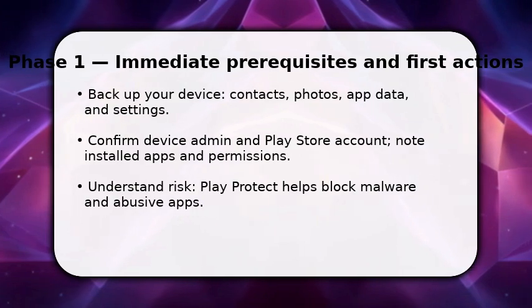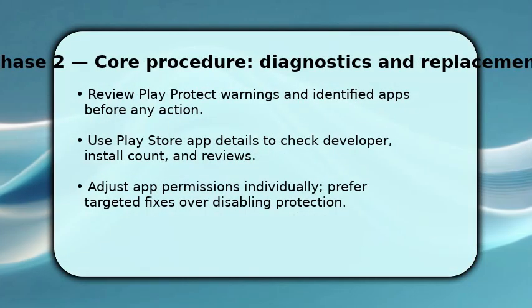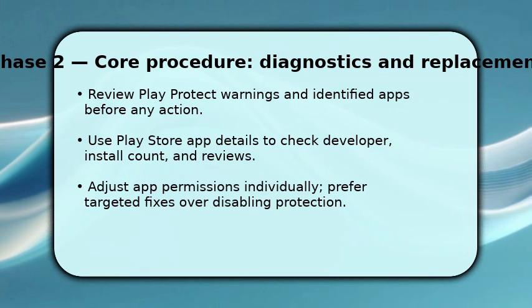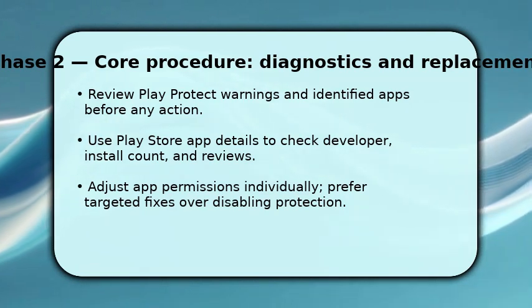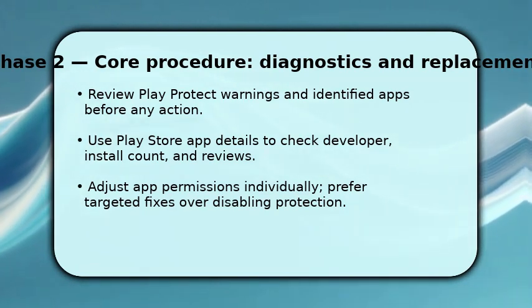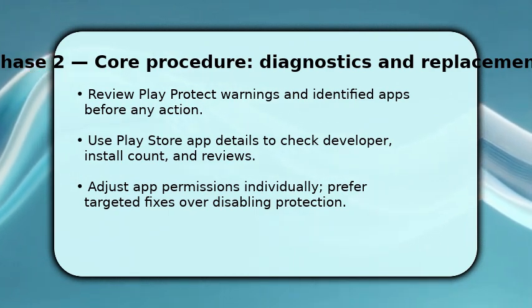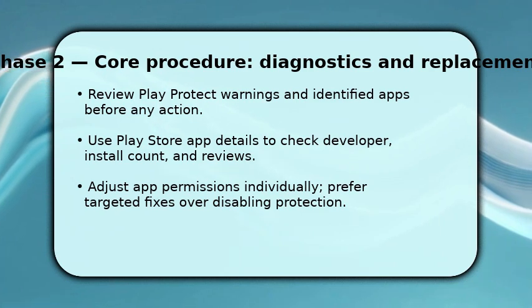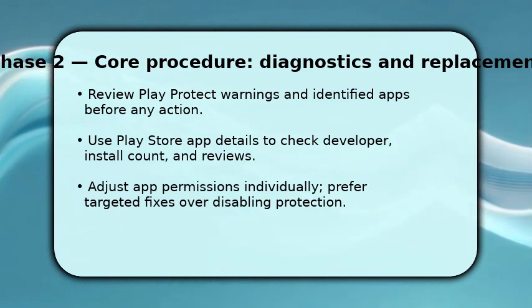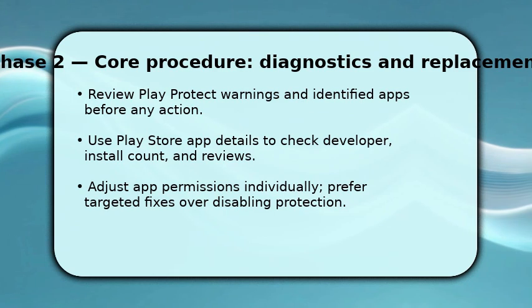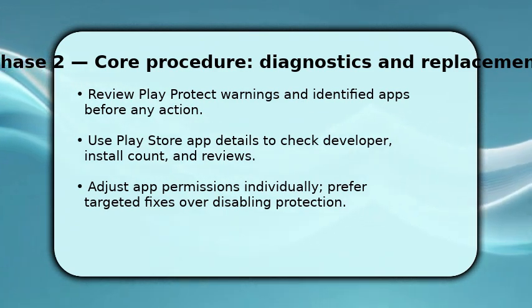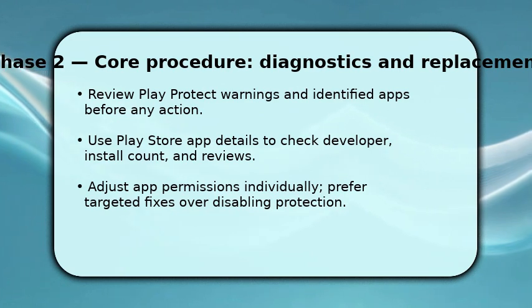You won't need to disable Play Protect in many cases. Instead, address the specific app. Once you see a warning, open the Play Store app details and inspect the developer info, install count, and recent reviews to evaluate legitimacy. Next, manage app permissions directly, revoke excessive rights, force stop, or clear data to fix misbehavior. If an app is critical but flagged, contact the developer and request a signed APK update.